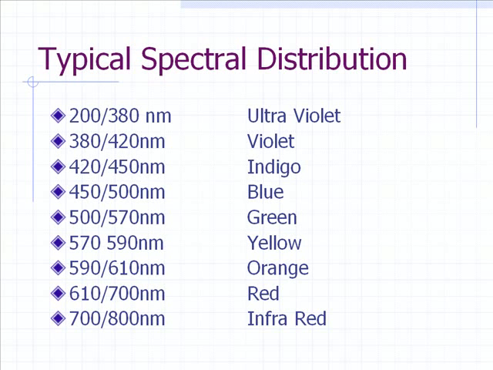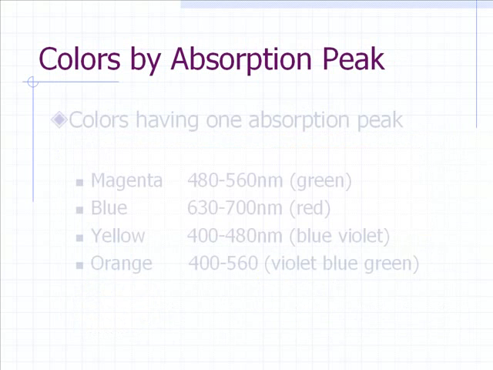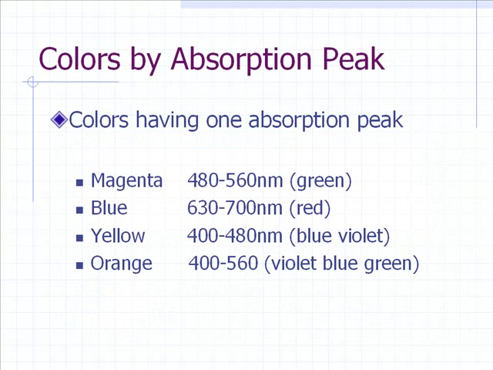Well, there's certain colors, like I mentioned, that have a single absorption peak. Magenta has an absorption peak, and remember when we say absorption peak, that's the lowest part of the curve, in the green area, 480 to 560 nanometers. The blue has an absorption peak in the red. Picture of the blue here, so it absorbs here in the red, reflects in the blue.